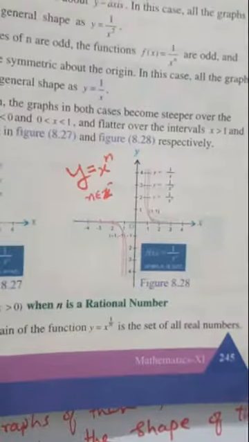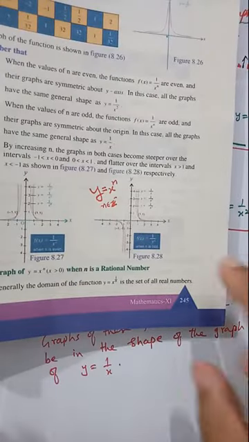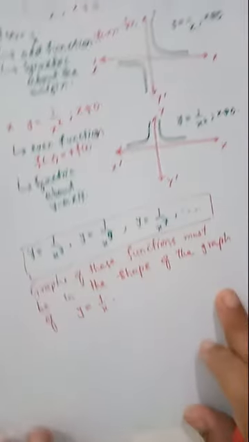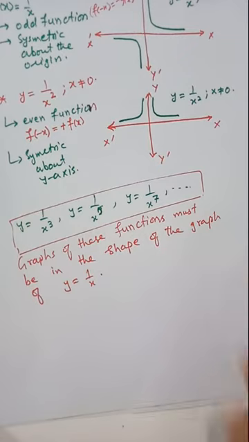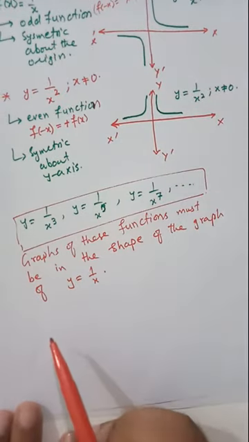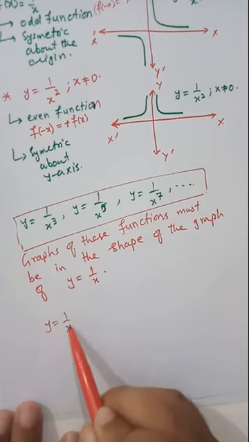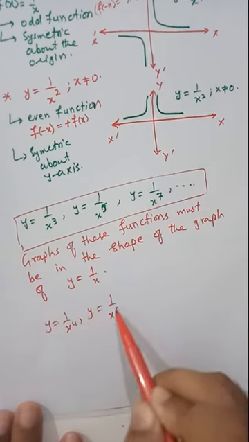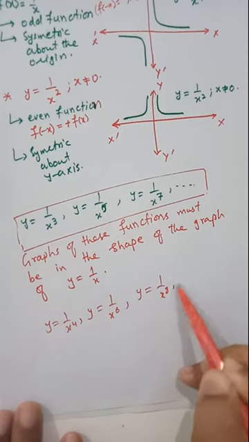Now, I explained that when n becomes minus 2, the function becomes even, so the graph must be in the shape of y is equal to 1 divided by x square. For odd cases the graph must be in this shape, for even cases the graph must be in this shape. So y is equal to 1 divided by x power 4, y is equal to 1 divided by x power 6, y is equal to 1 divided by x power 8, and so on.